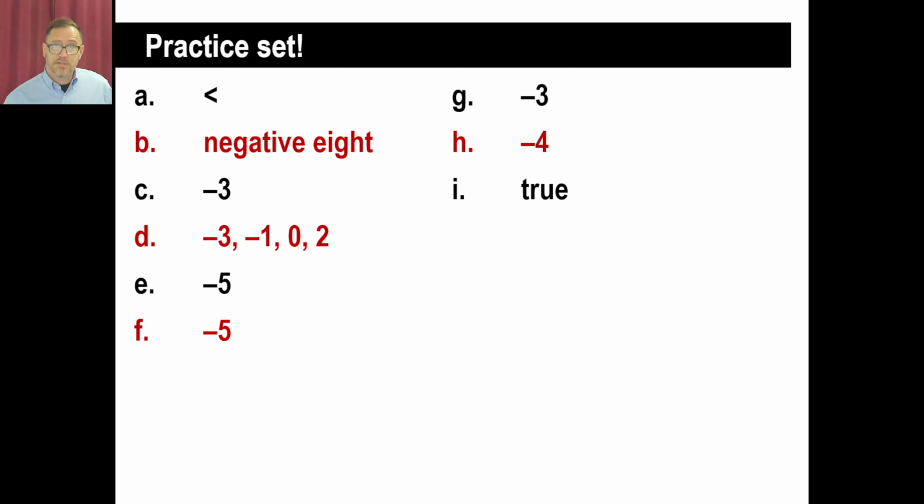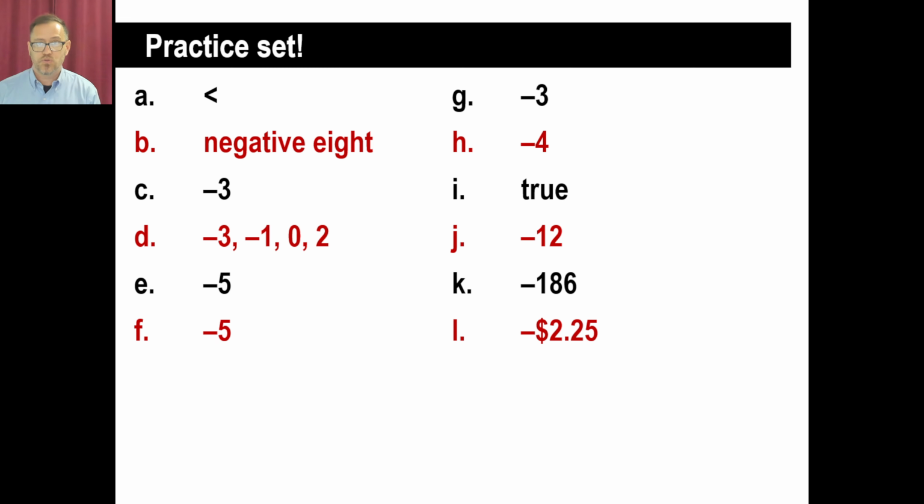Are they all integers? Yes, they are. They're classifying all of those as integers. The only one you might wonder about is 0. Yeah, 0 is considered an integer. All right, pause it and try J. There you go, -12. Pause it and try K. There we go, -186, right? Okay. Last one, pause it and try L. Okay, -225, right? In other words, how far down did it go? It went down $2.25. There we go.